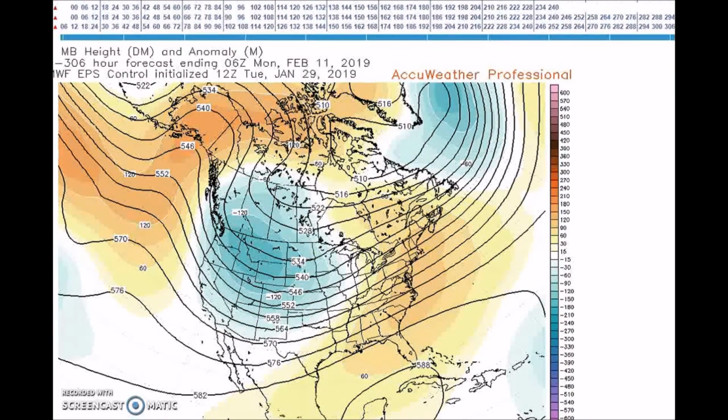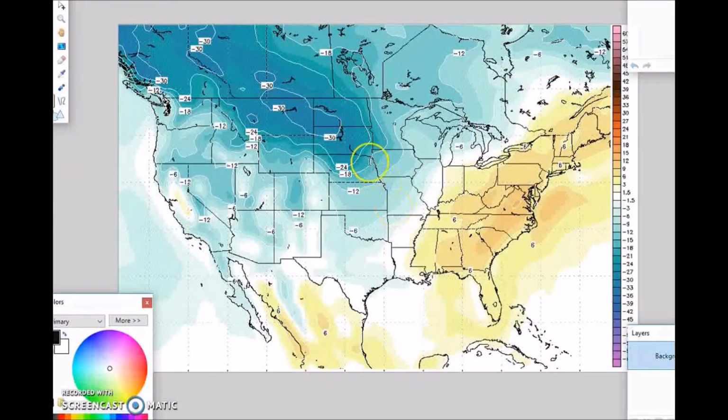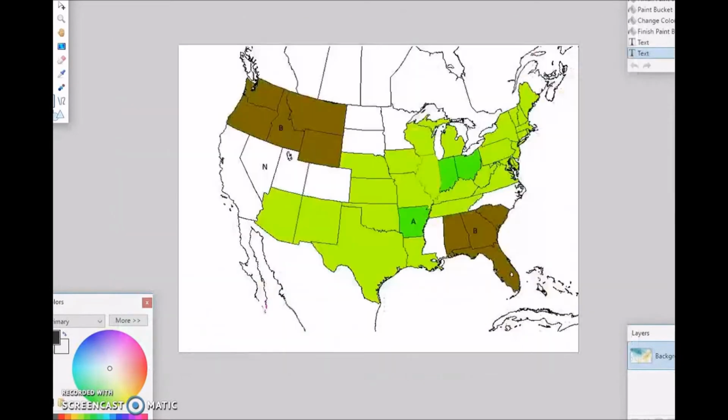So for this forecast period, I am forecasting, look at these anomalies. This is the European ensembles, approaching minus 24 degrees below normal. But I'm going to be conservative again, and I'm forecasting anomalies of at least 6 to 12 degrees below normal. It could be higher in some spots. And we have above normal precipitation here, above normal temperatures here. And I'm forecasting anomalies of 4 to 6 degrees above normal.